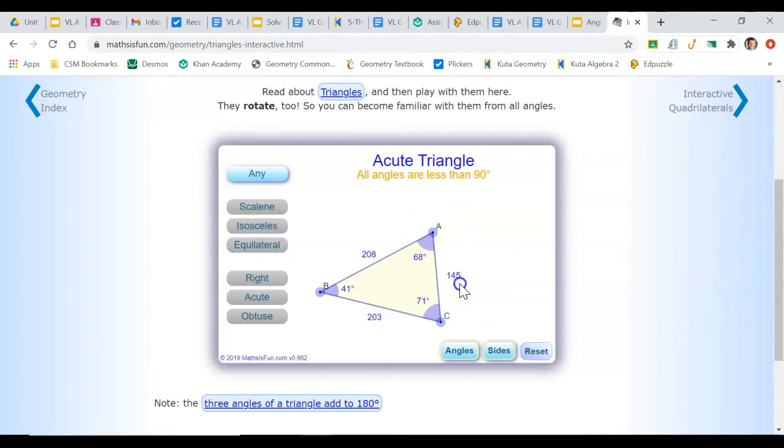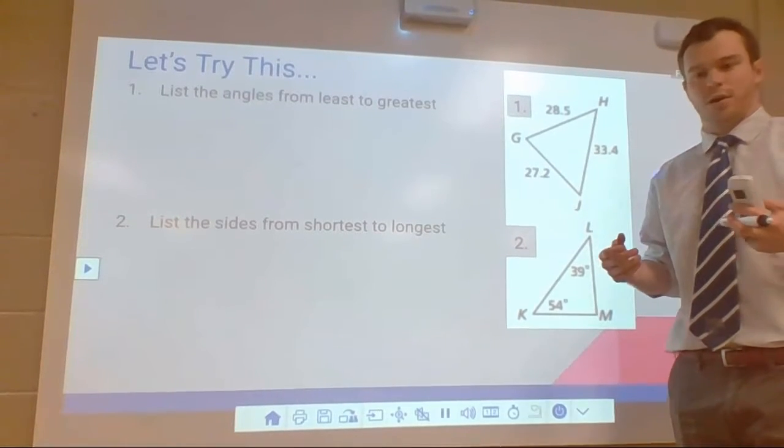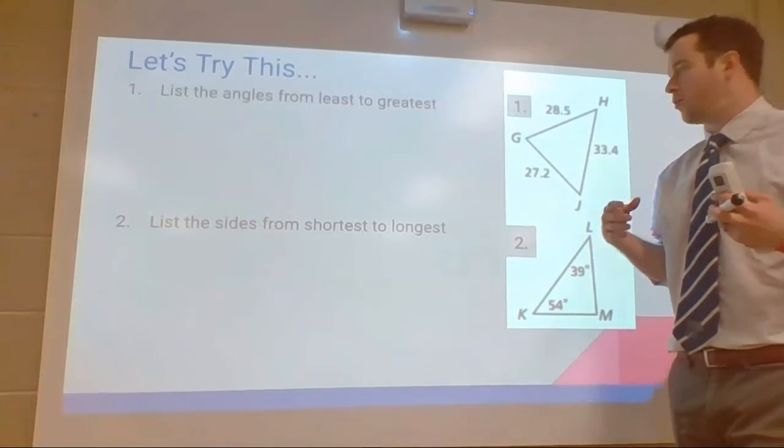So let me reset that. BC is opposite of angle A, right? So when we make BC larger, angle A gets larger. Or when BC gets smaller, then angle A gets smaller. So you can see that there's a relationship between those angles and their opposite sides, and those sides and their opposite angles. So I think working some problems together will also be helpful with getting this concept down.